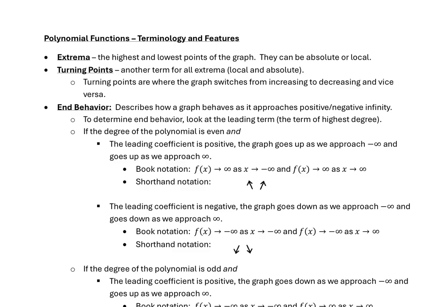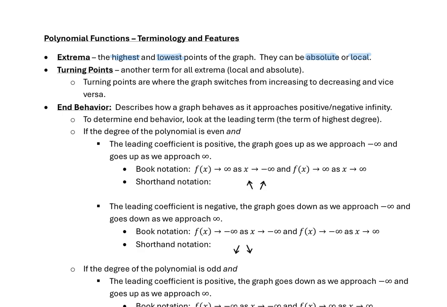Alright, so far we have talked about extrema. That was one of the first things we talked about in this section, in this module. And remember, extrema is just another term that we use to discuss the highest and lowest points on a graph. Remember that extrema can be absolute, meaning it is the absolute highest or absolute lowest point of the graph, or they can be local, which means that they are just the highest or lowest points in their area.